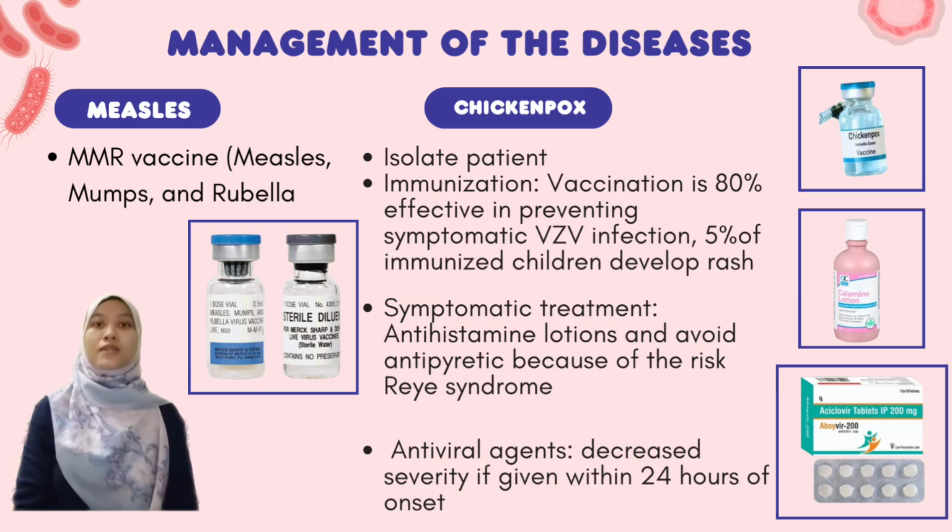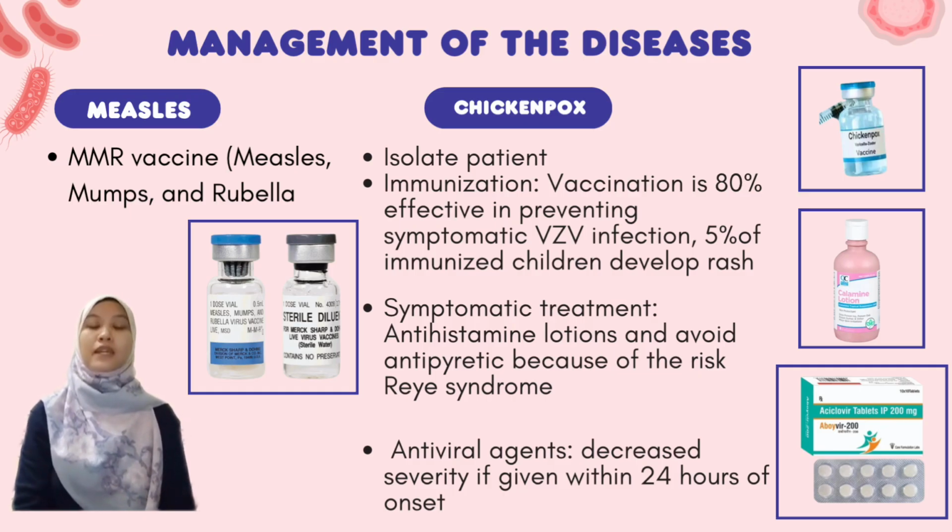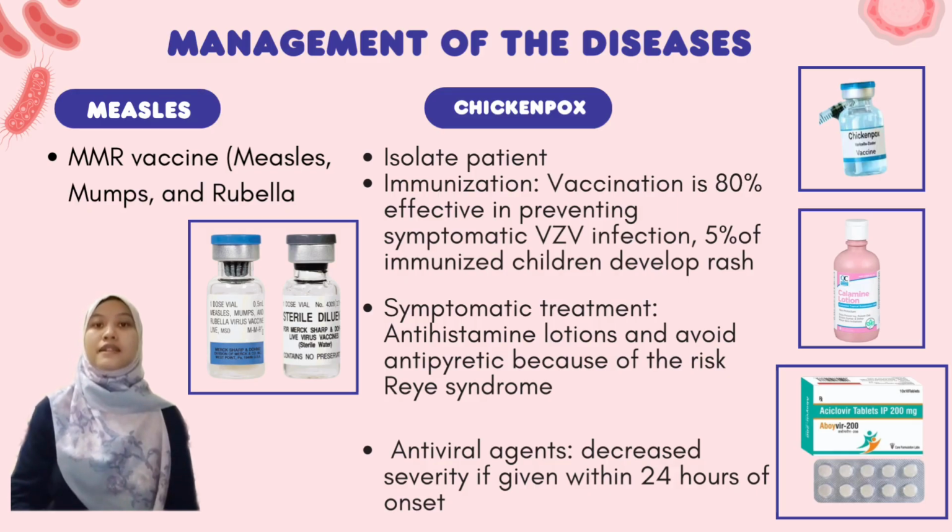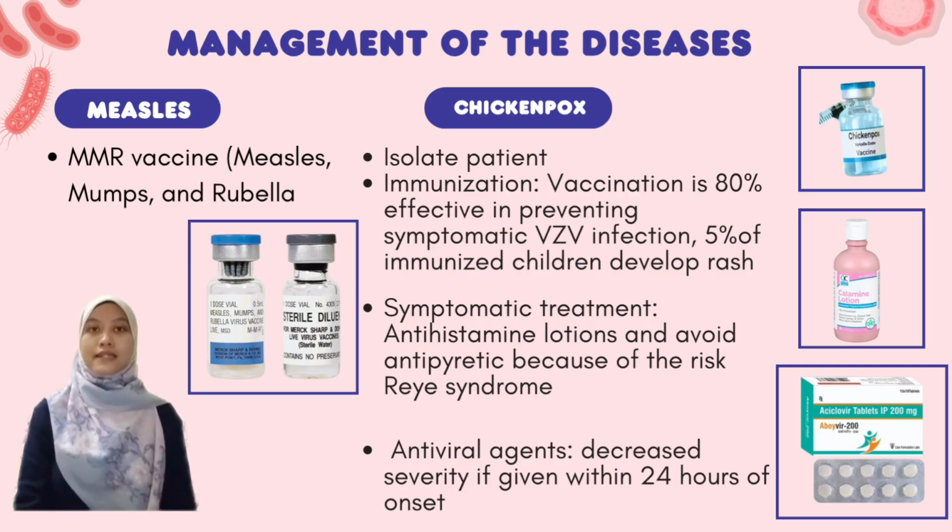Symptomatic treatment is used to relieve any discomfort. For example, antihistamine lotion can help reduce itching, and avoid antipyretics such as aspirin because it can increase the risk of Reye syndrome. Reye syndrome is a rare but serious condition that can affect the liver and brain. Antiviral medication also may be prescribed. These drugs are most effective if given within 24 hours of the onset of the symptoms, as they can reduce the severity and duration of the illness.